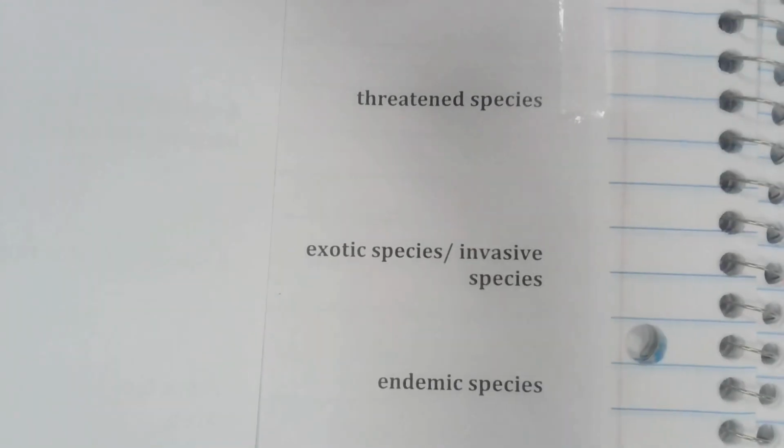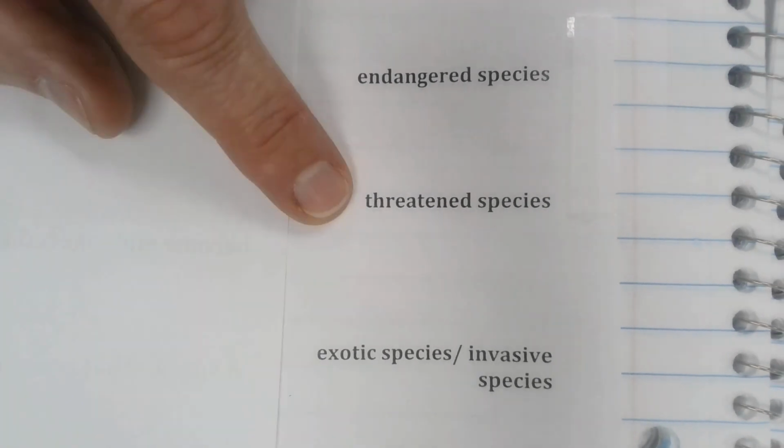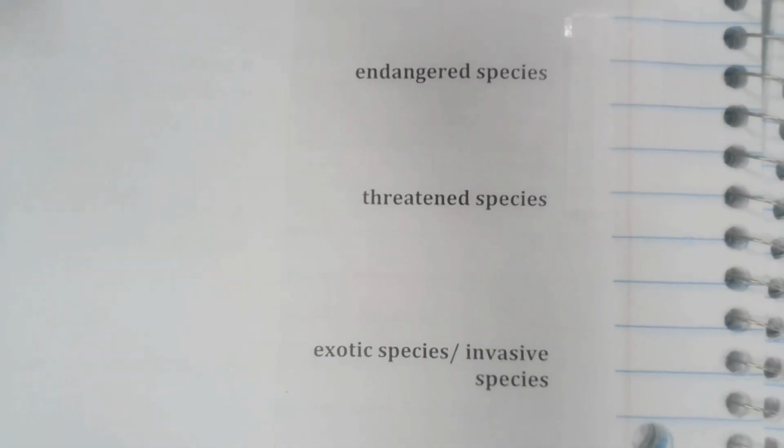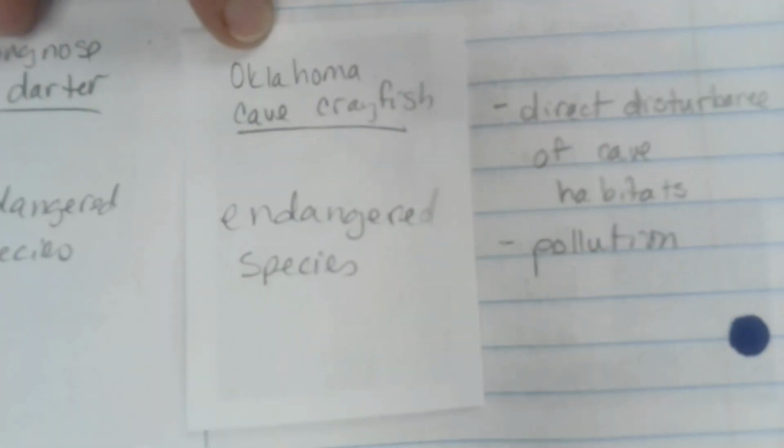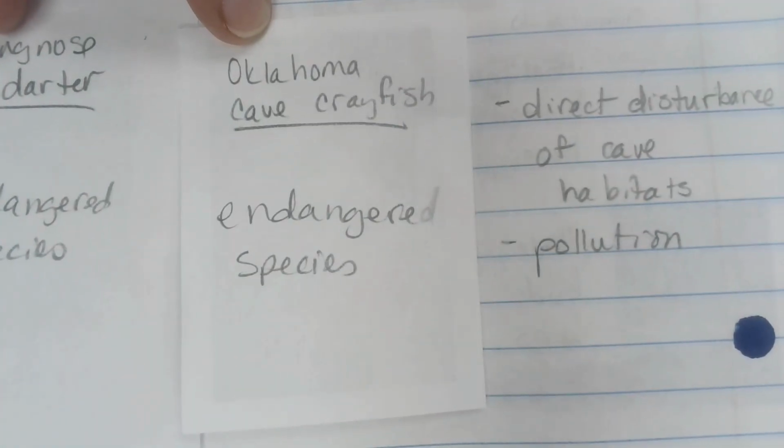So make sure that you highlight endangered and threatened species, give it a different color, and then highlight your black-nosed darter, which is a threatened species, one color, and then your long-nosed darter and cave crayfish a different color, and match it with your vocab, because these two are both endangered.